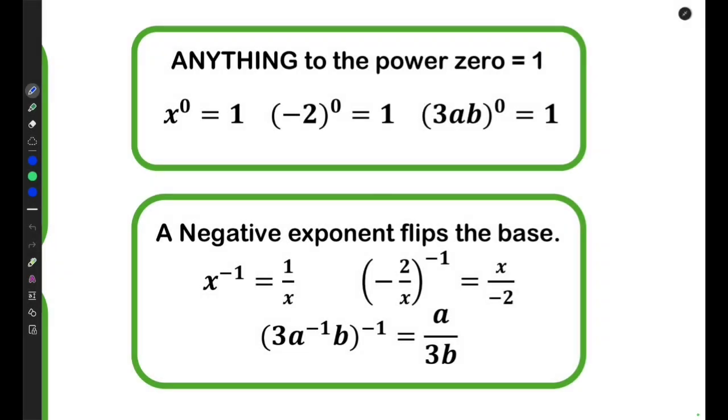Now there are just a few things that you always need to remember. They're not officially laws, we call them applications of exponents. The most important one is anything to the power 0 becomes a 1. So if it's just an x to the power 0, it's 1. If it's an actual number to the power 0, it's 1.